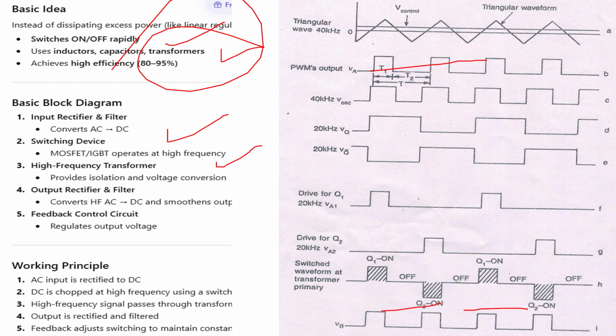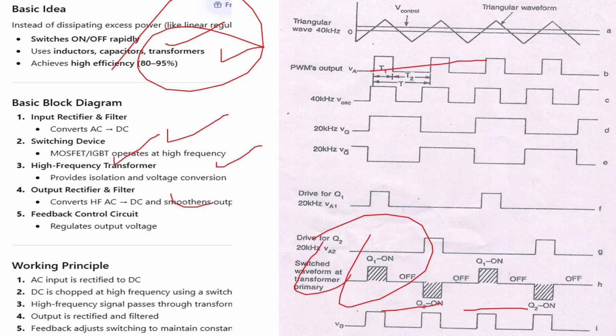So the SMPS has the advantage. For the switching device, here we are using MOSFET type switches so that we can have the switching, and the output rectifier filter will convert the AC to DC. The working principle is that the AC input is rectified to DC. DC is chopped at a higher frequency using a switch, right?